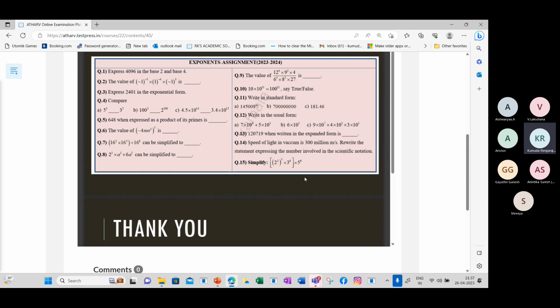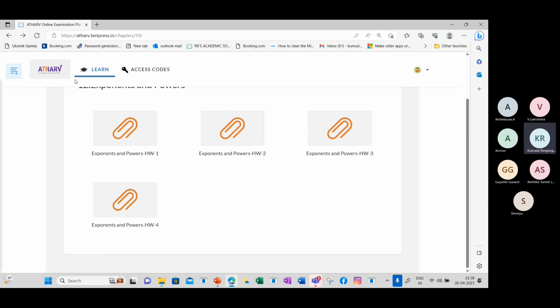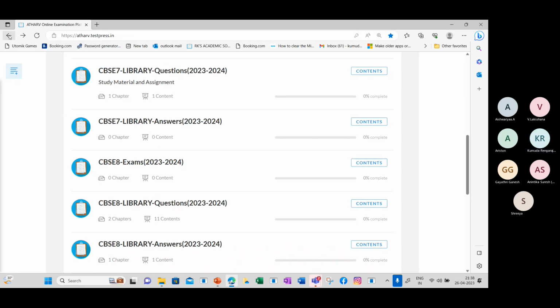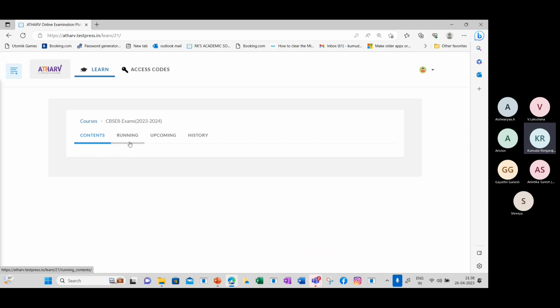So assignments you cannot do here. You can only view the questions here. You have to write the questions in your notebook and work the answers in your notebook. You cannot write anywhere here and submit your homework. You can only view the questions in the portal. But when it comes to exams, you keep going back. You can see here, 8 exams. Can you see 8 exams? Tap on that. As of now, I have not uploaded any exams for you.